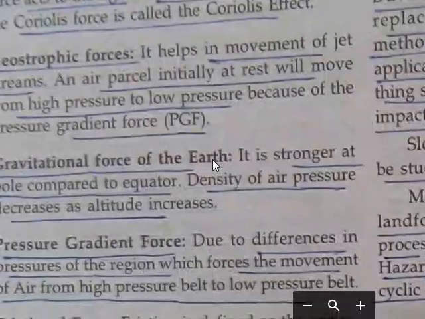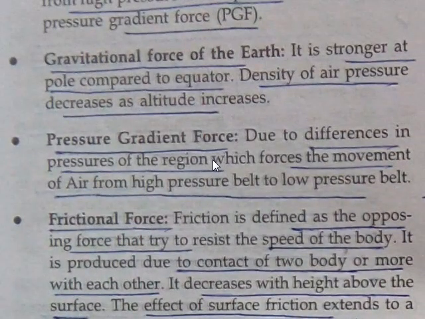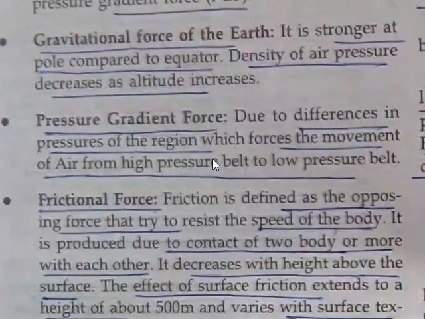Next is the gravitational force of the earth. It is stronger at the pole compared to the equator. So gravitational force is stronger at the pole compared to the equator. Density of air and pressure decrease as altitude increases.